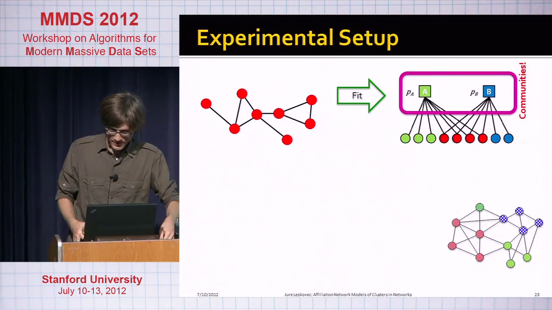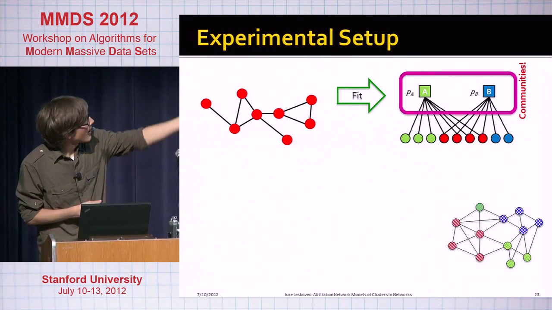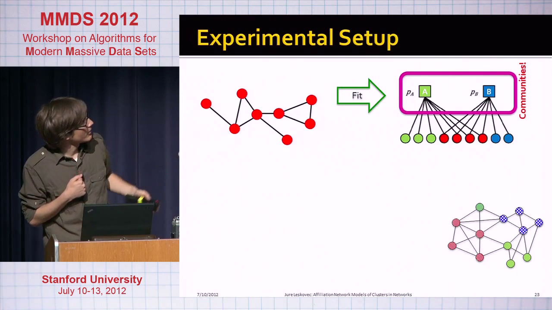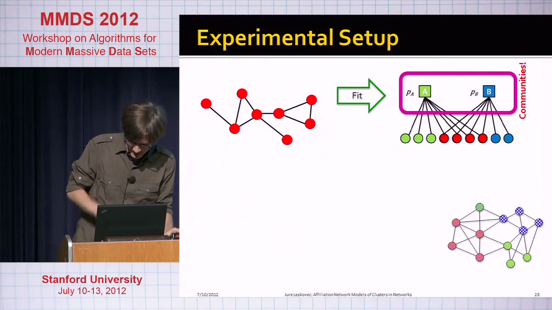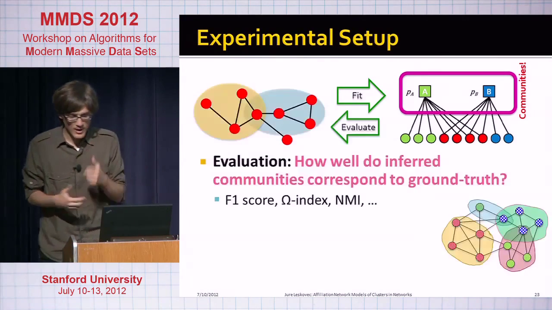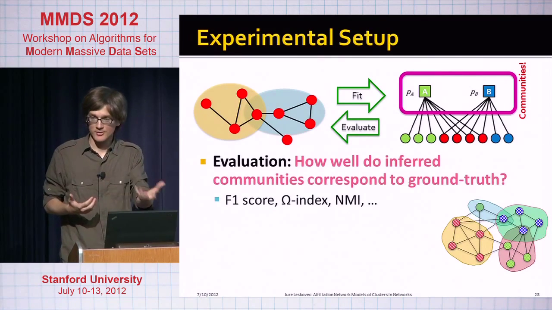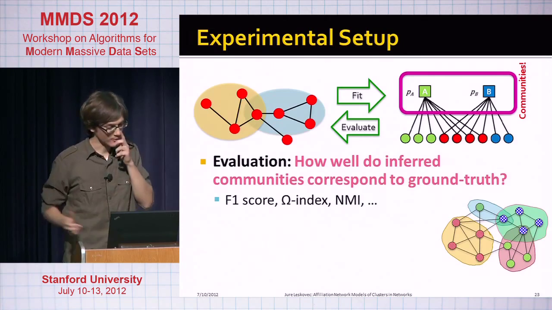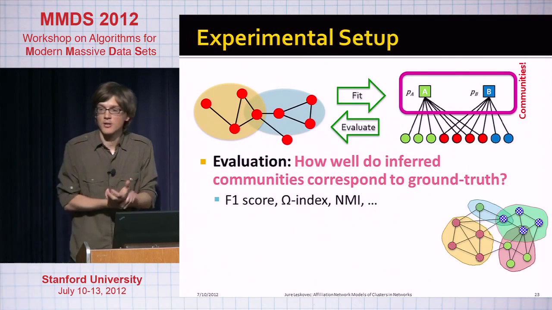Right? So now, if I'm given a graph and I find my bipartite affiliation network, what I really did is I discovered communities. For every node in my graph, I know what the community memberships are. So what I can do now is start asking, how well does this method work? The way to quantify this is to say, how well do my discovered communities correspond to the ground truth communities?